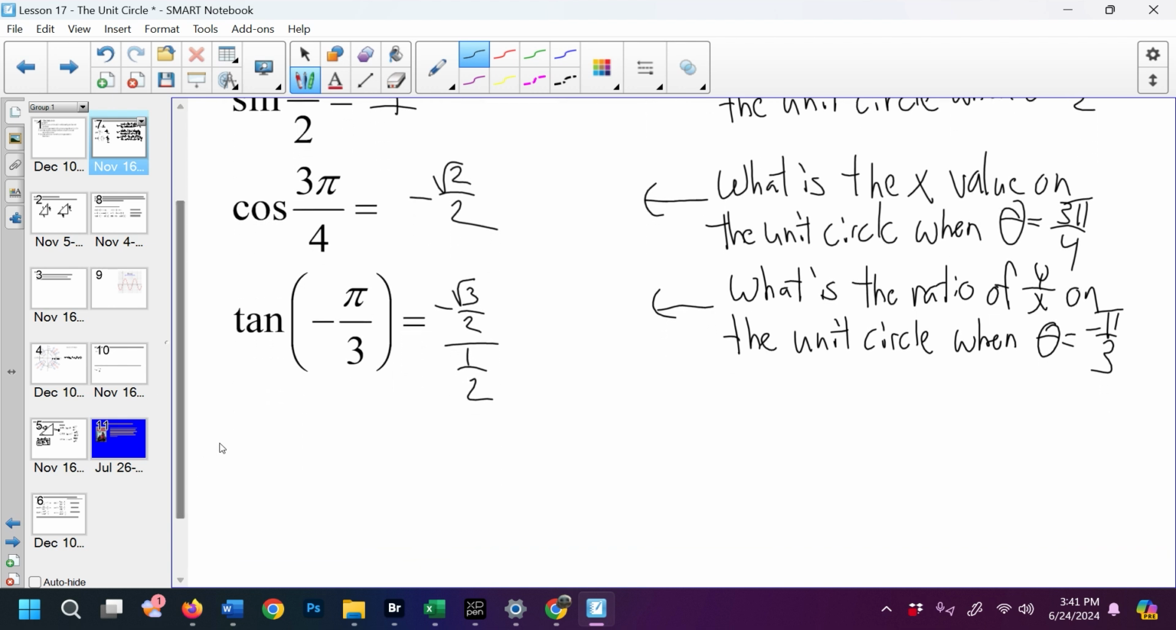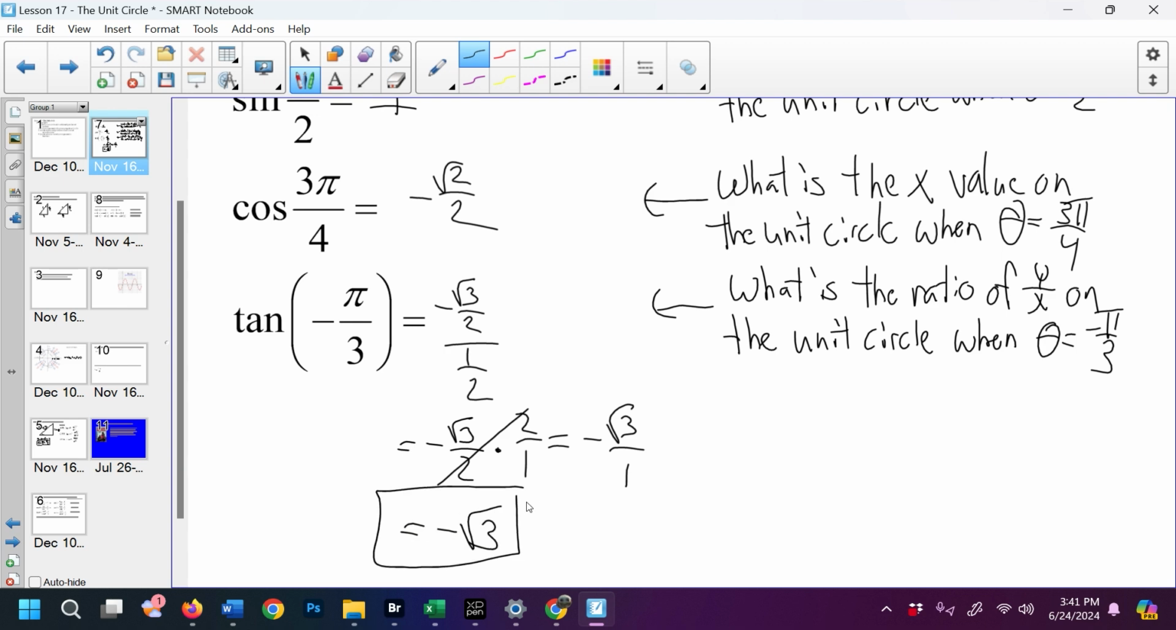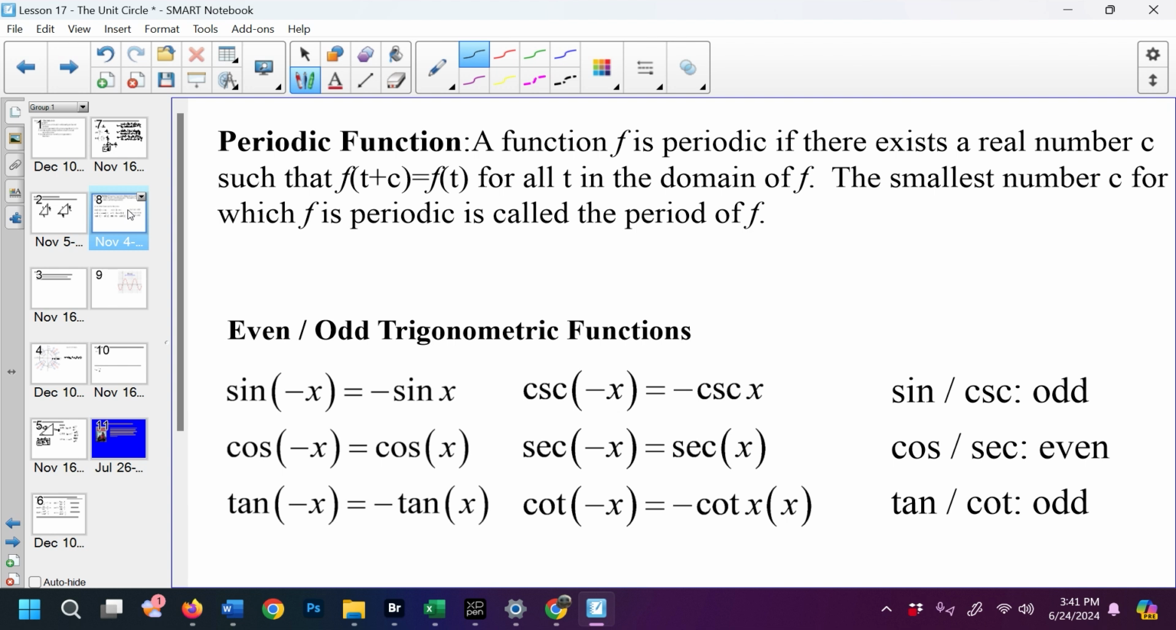We should reduce our fractions. This one's pretty simple. I go negative square root of 3 over 2 times, when you divide fractions, you take the reciprocal of the bottom and you multiply by the numerator. So I'll have 2 over 1. My 2's cancel. I get negative square root of 3 over 1. We would never leave an answer like that and just say that this is negative square root of 3. Final answer.